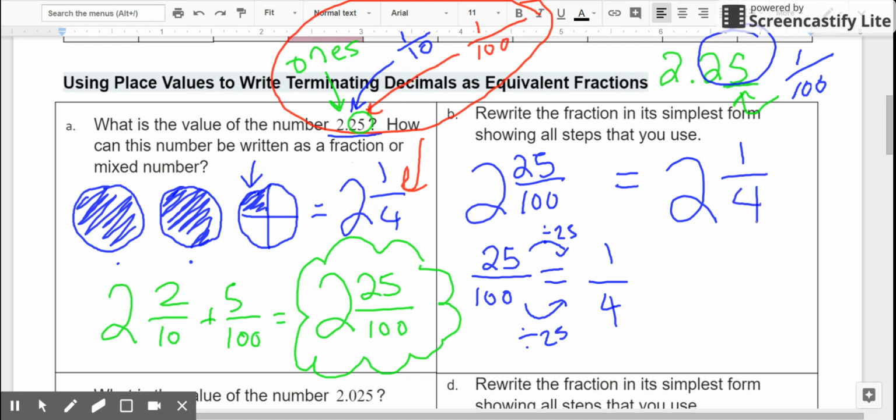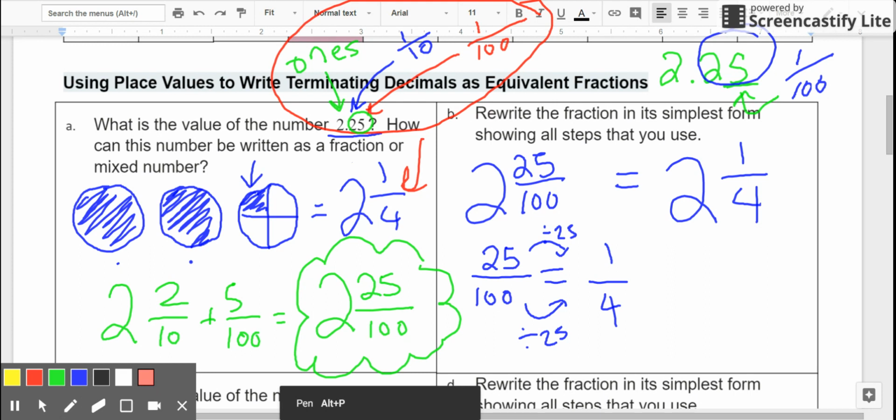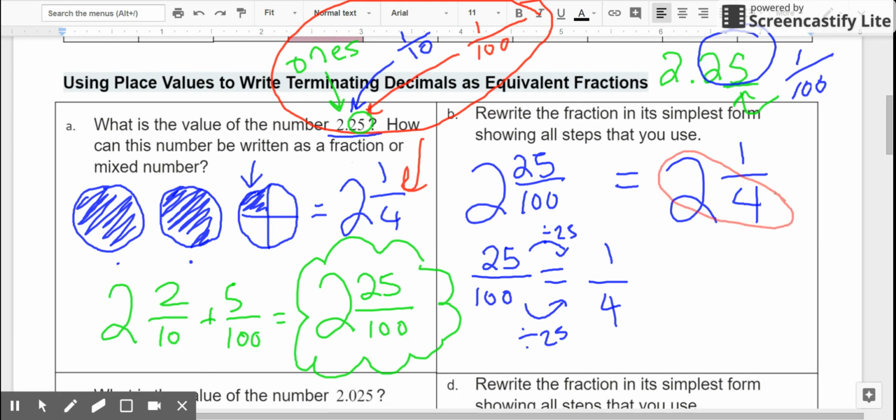If you wanted it as an improper fraction, you could also multiply 2 times 4 to get 8, and then add 1 to get 9. So this would be the same as 9/4. So 9/4, 2 1/4, 2 25 hundredths, and 2.25 all mean the same thing.